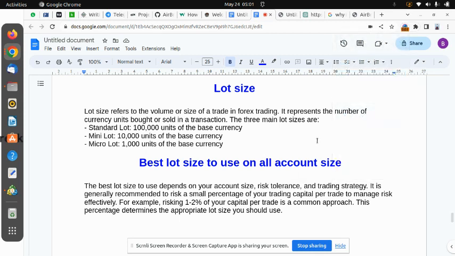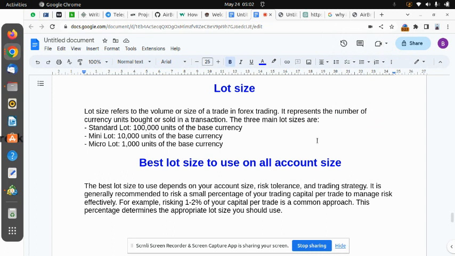All right, guys. So in this section, we're going to be talking about lot size and the best lot size to use on all accounts. So what is lot size? Lot size simply refers to the volume or the size of a trade in forex trading. It represents the number of currency units bought or sold in a transaction.